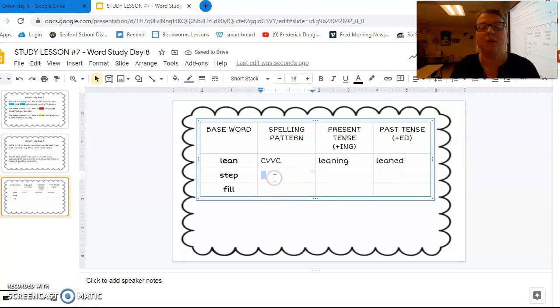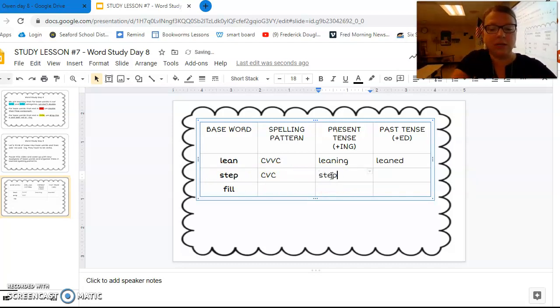leaned. The next word that I found in my chapter is the word step. This one is in the CVC spelling pattern. So when I have a CVC pattern, I need to remember to double the final consonant, right? So stepping, double that P, and stepped.